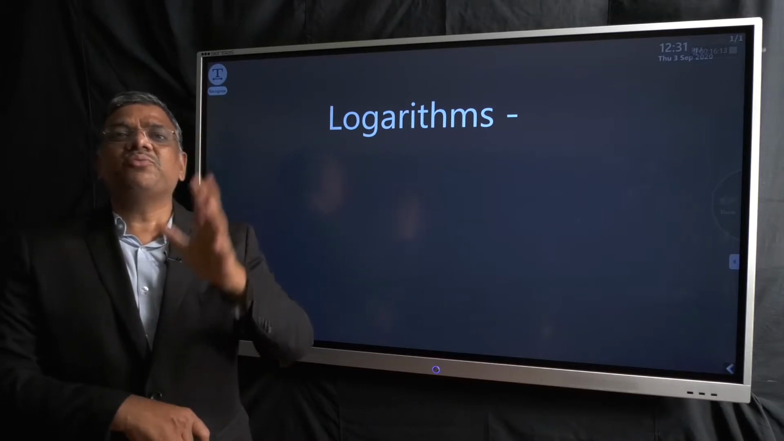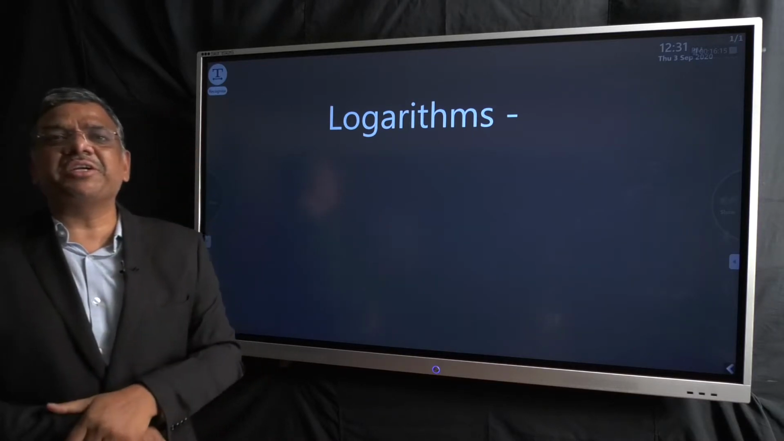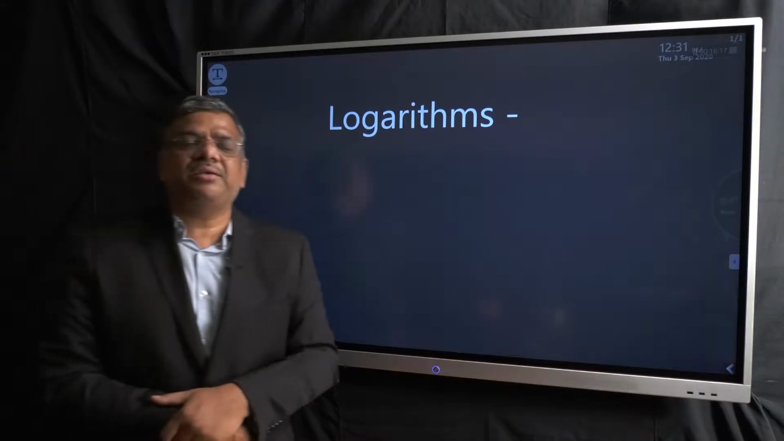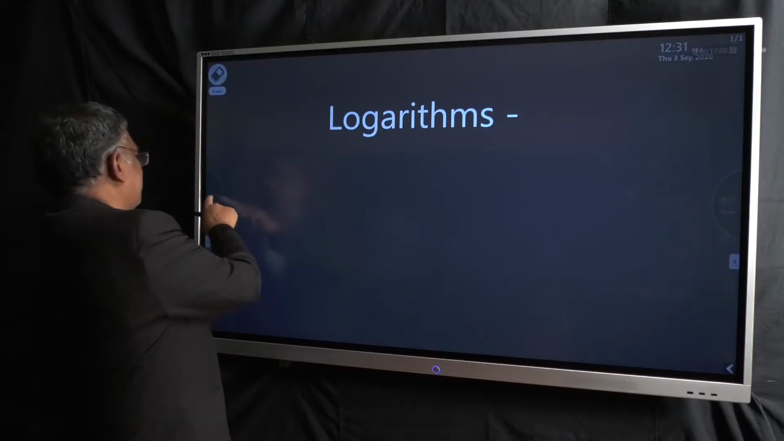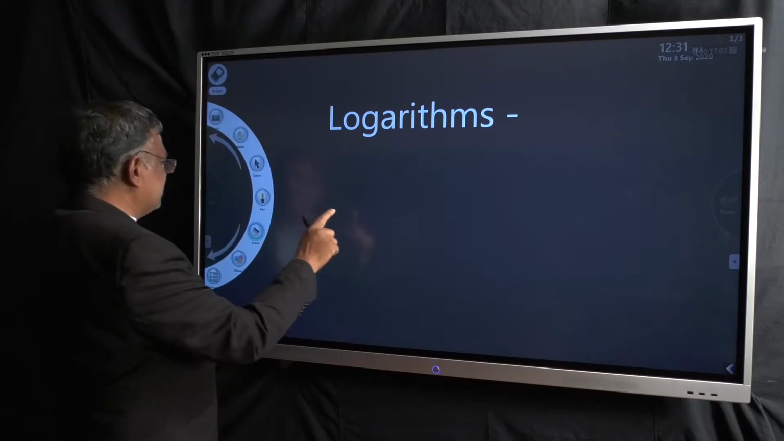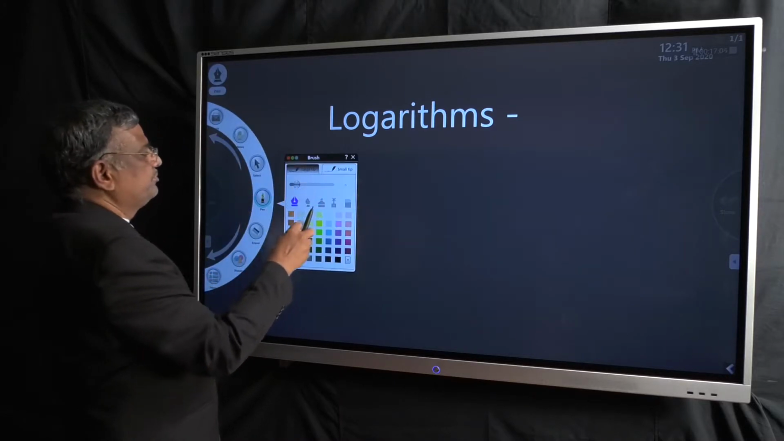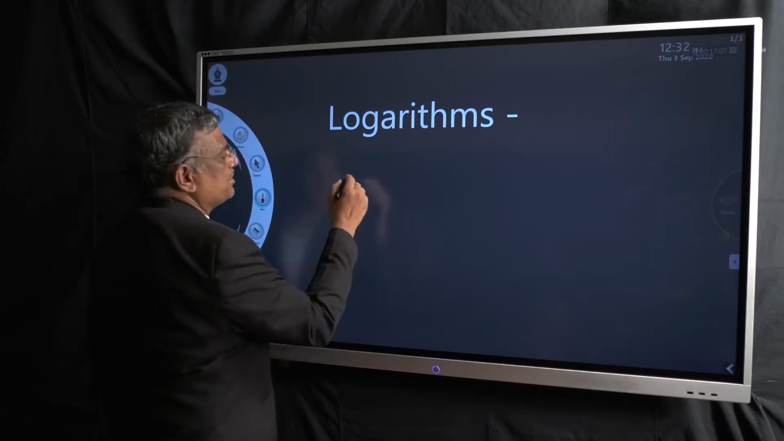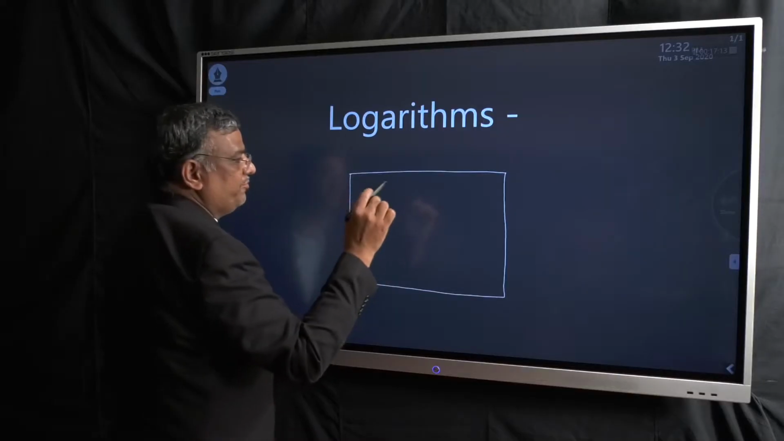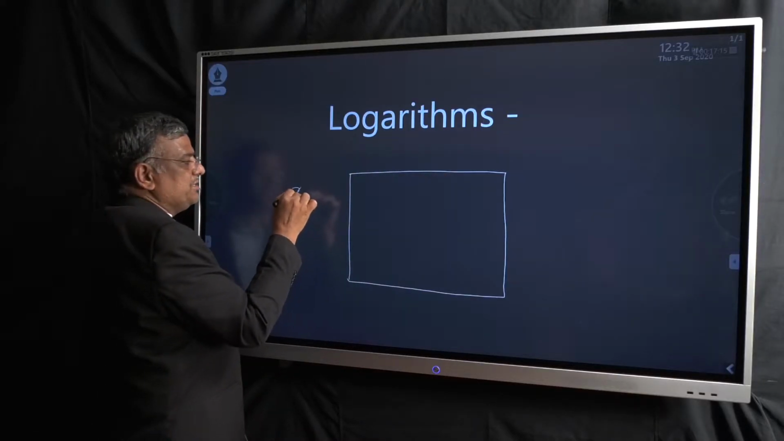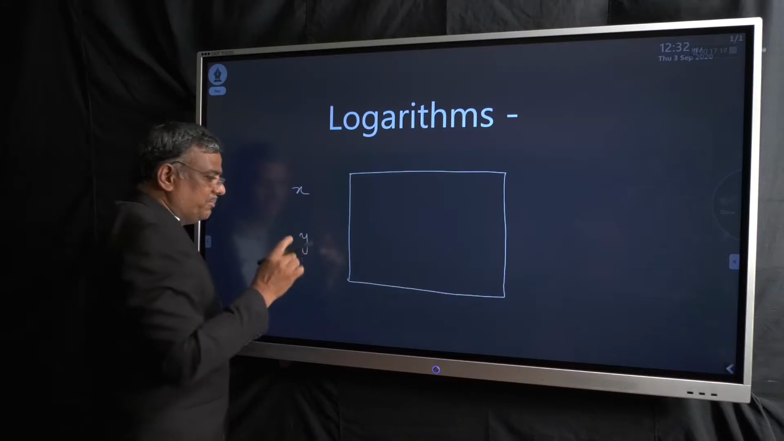So this is a very interesting technique. The technique is that we have developed one machine. Let us call that machine a box. This is the box, right? For example, x is one number, y is one number.